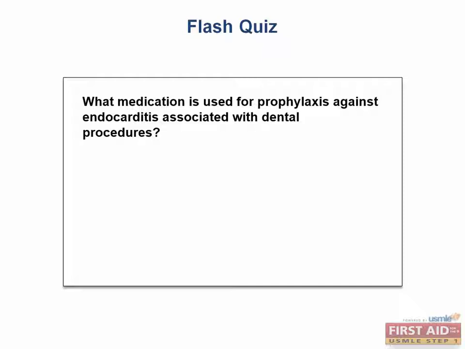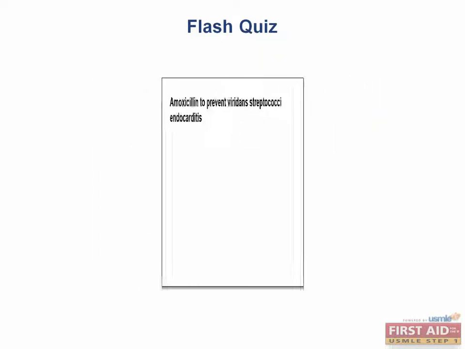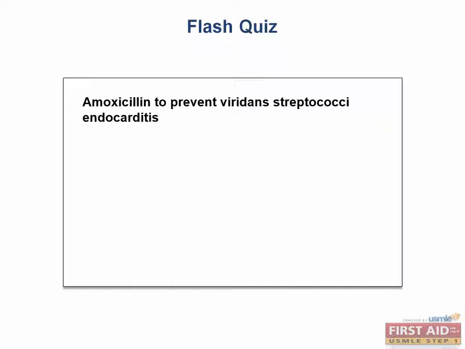Now time for a flash quiz. What medication is used for prophylaxis against endocarditis associated with dental procedures? Amoxicillin is used to prevent viridans streptococci endocarditis. Viridans streptococci endocarditis is the most common form of endocarditis associated with dental procedures. This is because viridans strep is commonly found in the oral cavity, and during trauma in a dental procedure, the bacteria can enter the bloodstream and attach to a previously damaged heart valve and cause a clinically significant endocarditis.